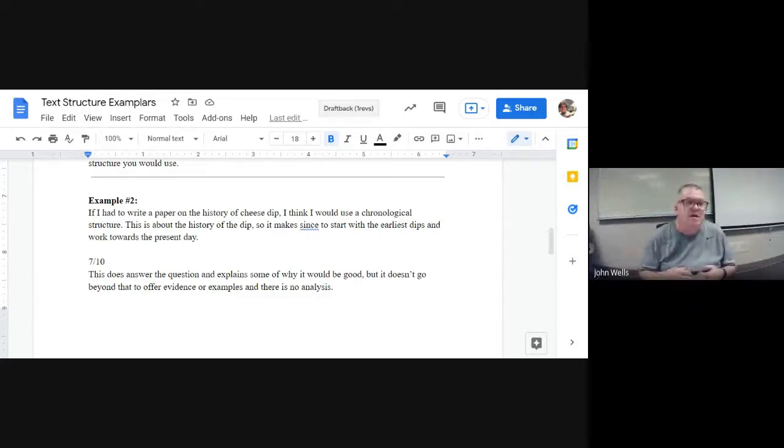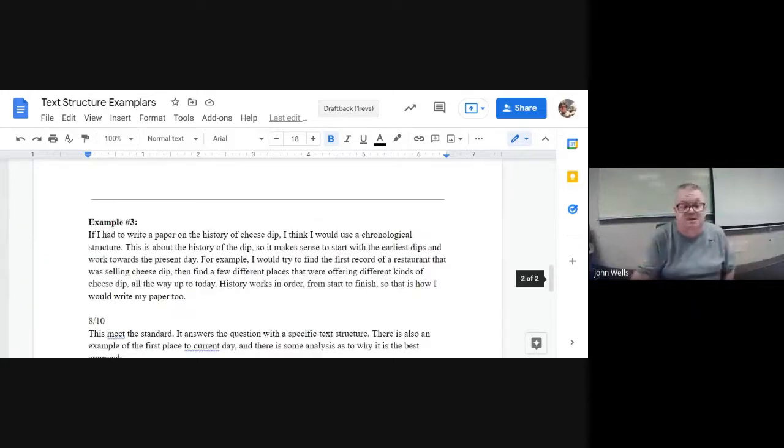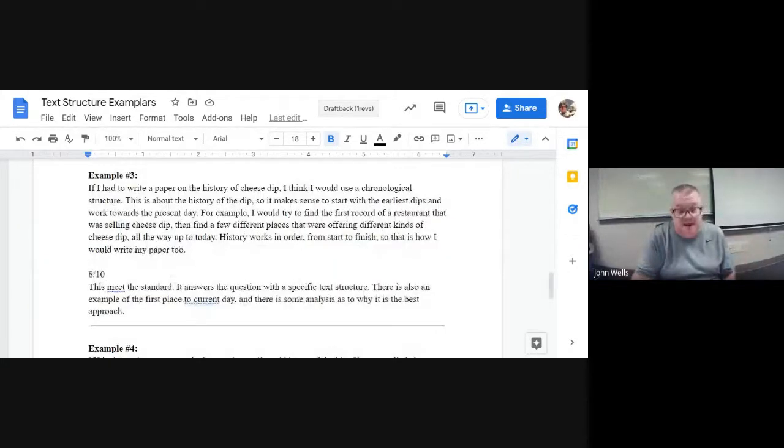This would be an example of a 7 out of 10. Let's take a look at example number 3. If I had to write a paper on the history of cheese dip, I think I would use chronological structure. This is about the history of the dip, so it makes sense to start with the earliest and work to the present day. For example, I'd try to find the first record of a restaurant that was selling cheese dip, and then find a few different places that were selling different kinds of dip all the way up to today.